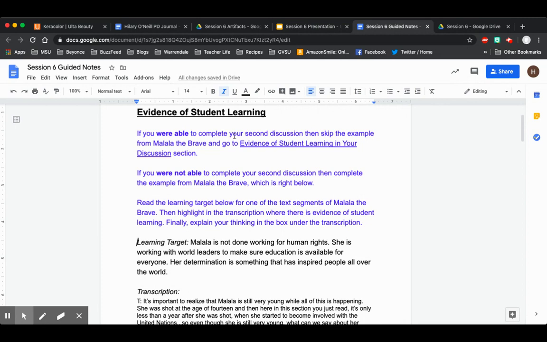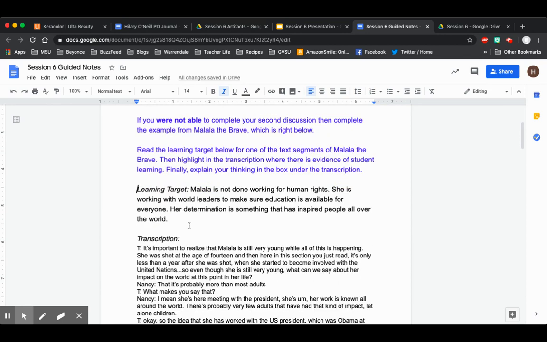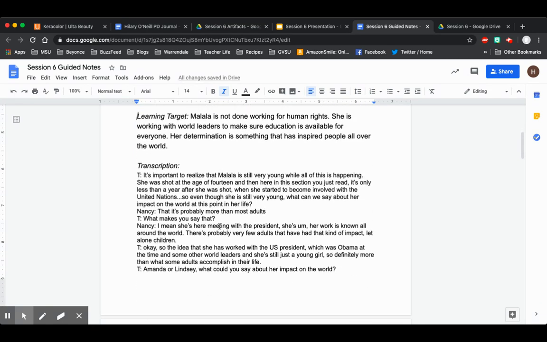If you are able to complete your second discussion and you have this transcript, then you can skip over this Malala example. If you weren't able to do a second discussion, then you can use the Malala one to answer this question. So you only have to do one or the other. For the Malala one, I provided the learning target. This is obviously from a different section of the text of my discussion.